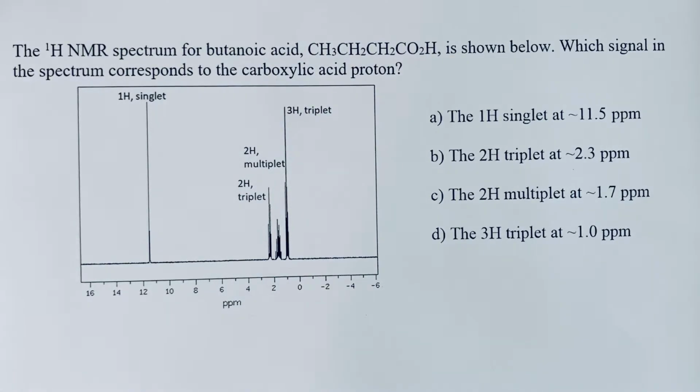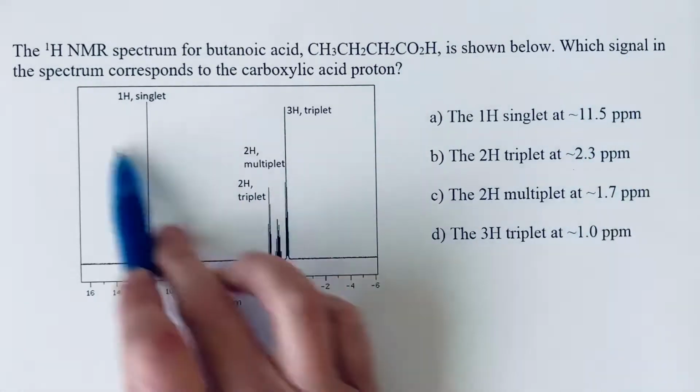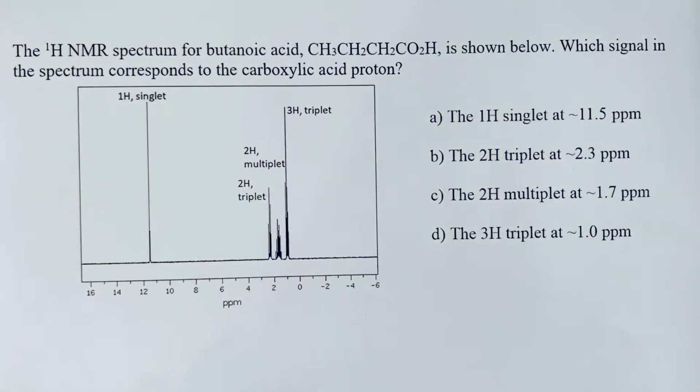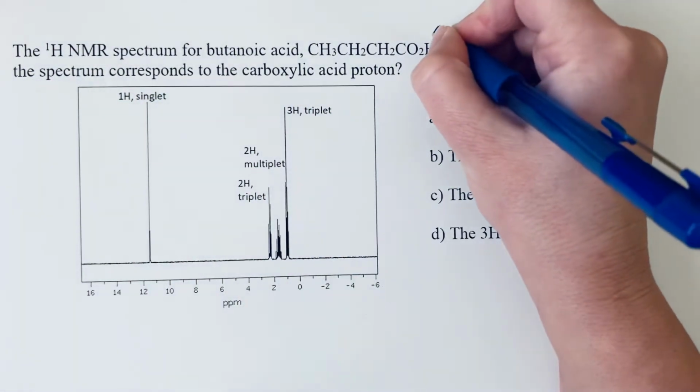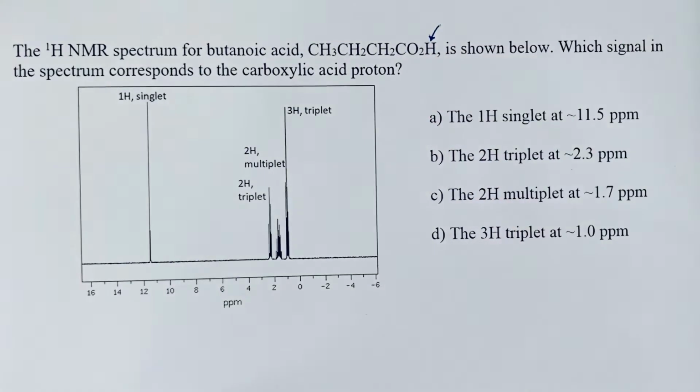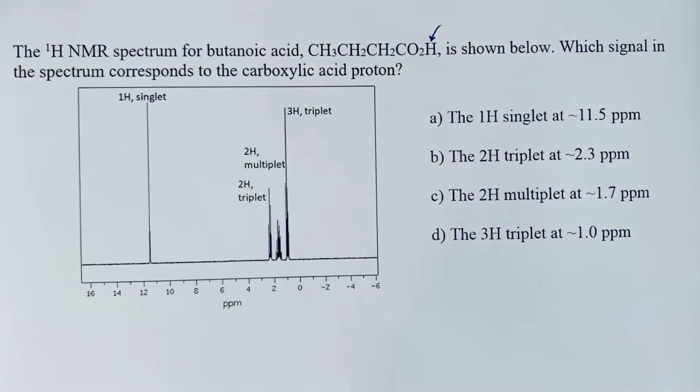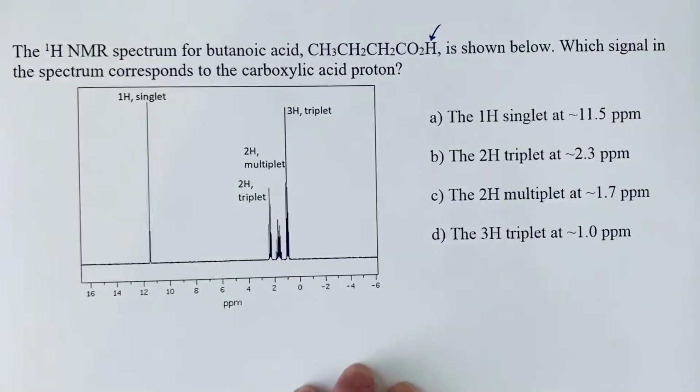The proton NMR spectrum for butanoic acid is shown below. Which signal in the spectrum corresponds to the carboxylic acid proton? So we are looking at the signal specifically for this proton. And so to solve this, we need to have an idea of the chemical shift of a carboxylic acid.